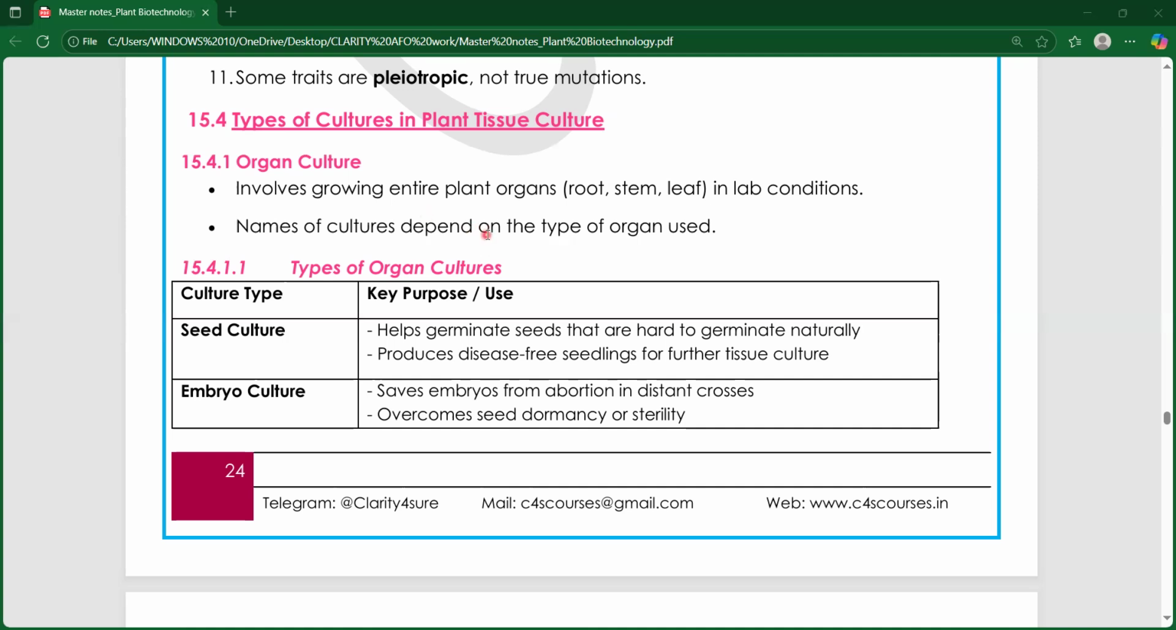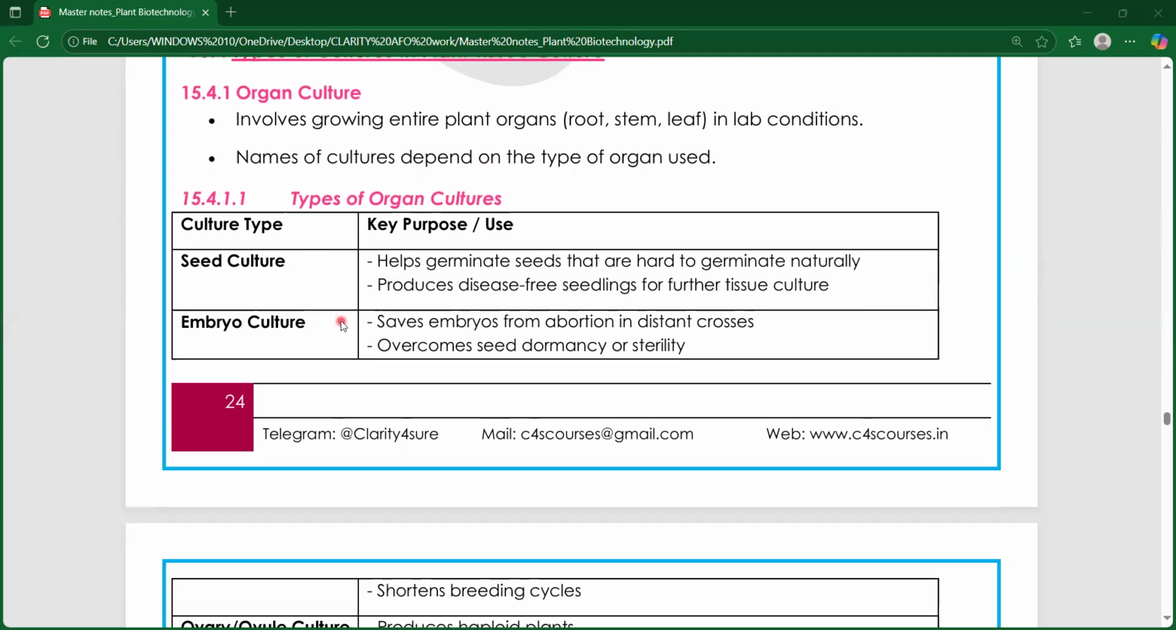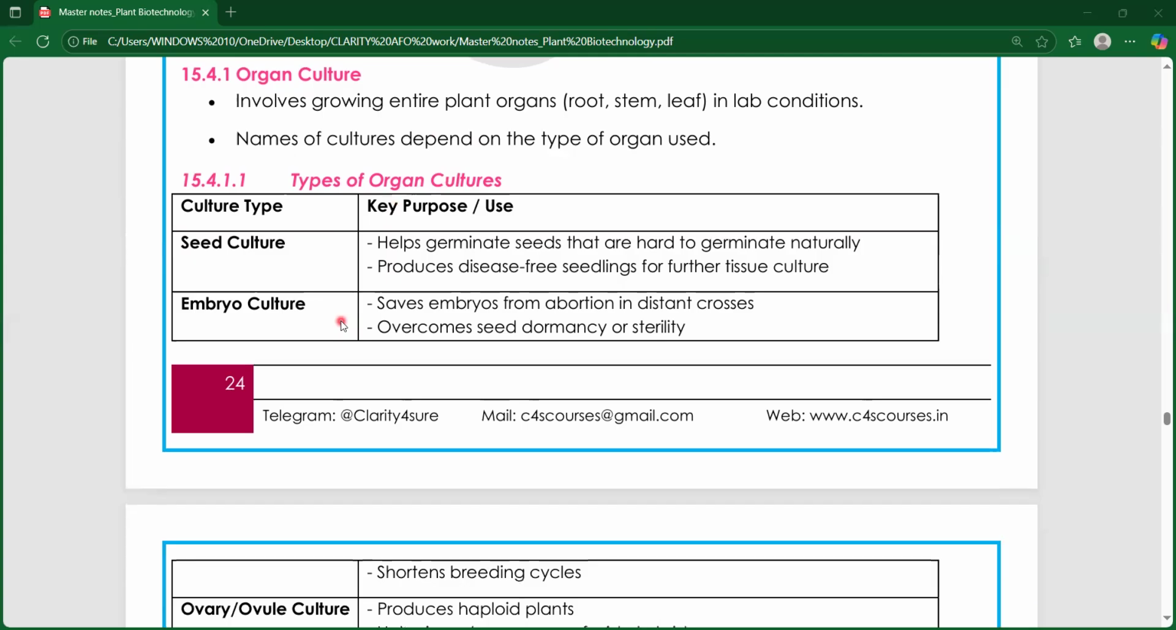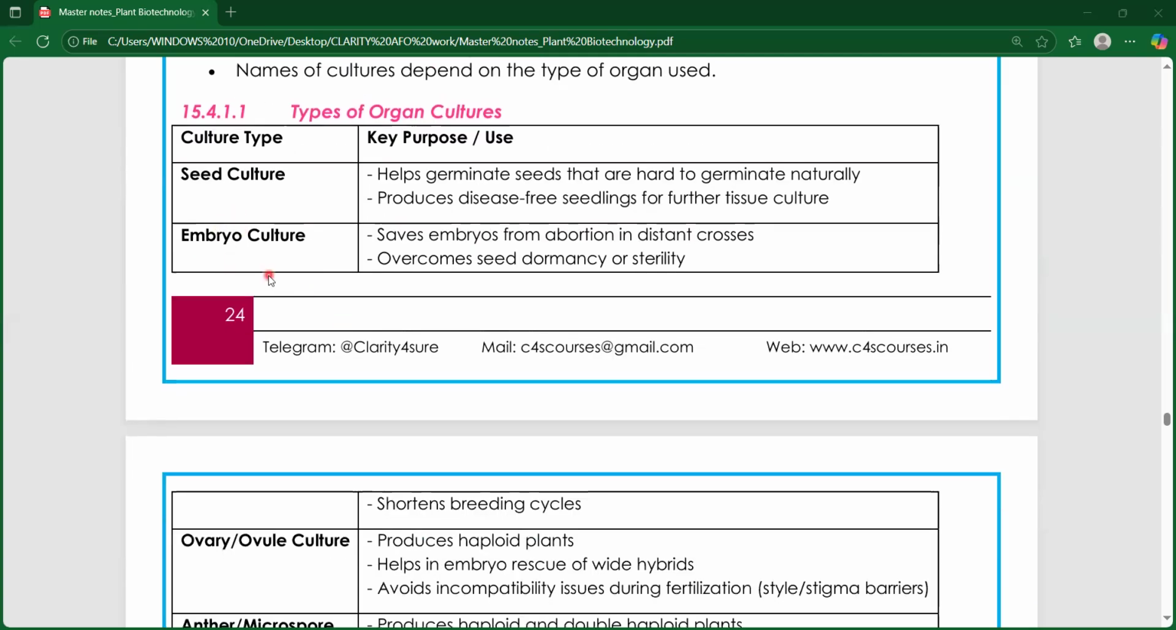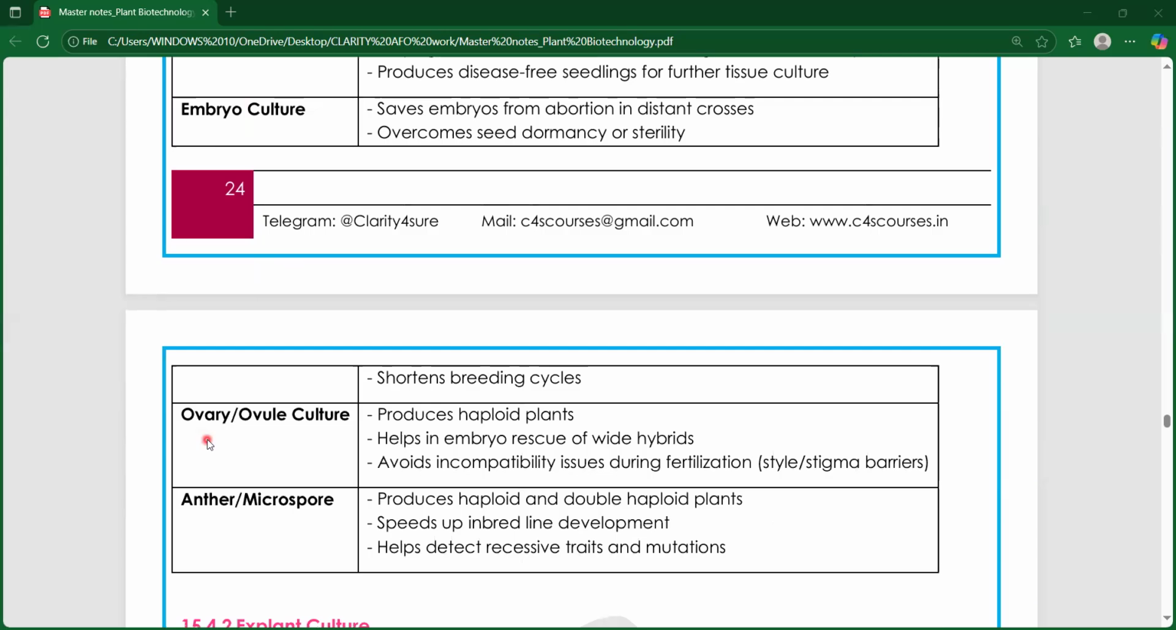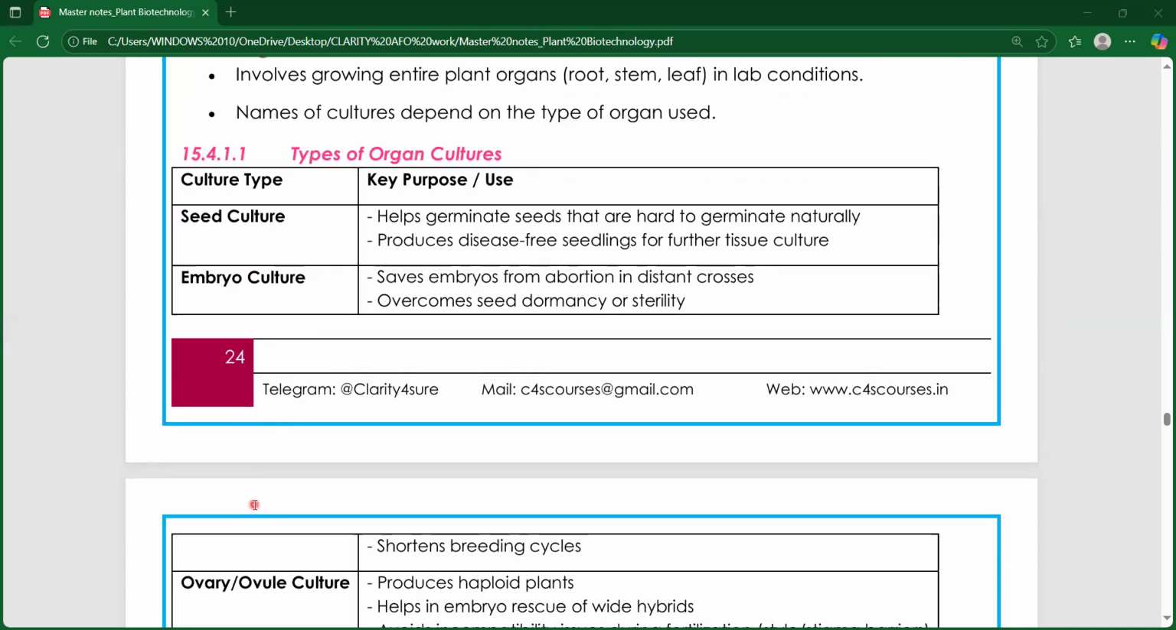Like when embryo is used, it is named embryo culture. When the ovules are used, they are named ovule culture, and so on. Okay. So there are different types of organ cultures. So the organ cultures are then further divided into seed culture, embryo culture, ovary and ovule culture, then anther or microspore culture. So let's discuss in detail about these cultures of the organ. Okay. So first is seed culture.